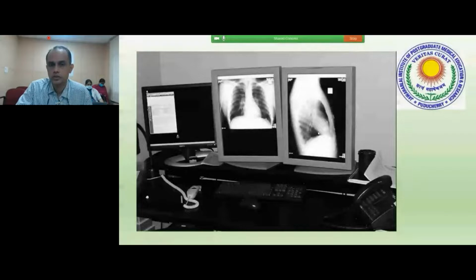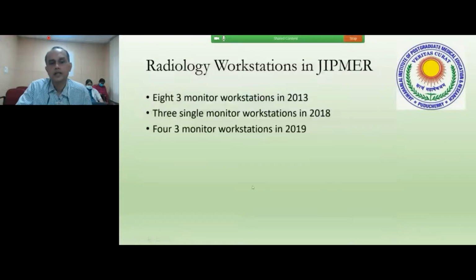So this is how a radiology workstation looks like. There are 2 high resolution monitors for viewing of the image and 1 low resolution monitor for the typing of the report. As for the radiology workstations in JIPMER, we had 8 3-monitor workstations in 2013 with the inception of PACS. We acquired 3 more single monitor workstations in 2018 and 4 3-monitor workstations in 2019 in order to account for the increasing resident population in the JIPMER radiology department.